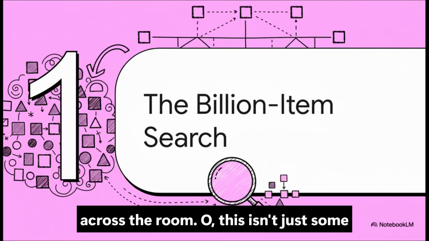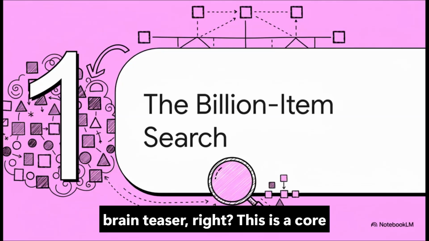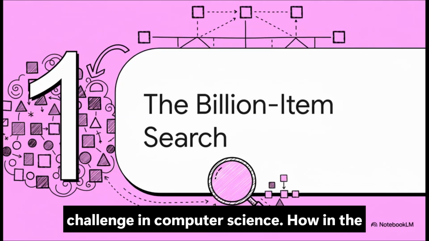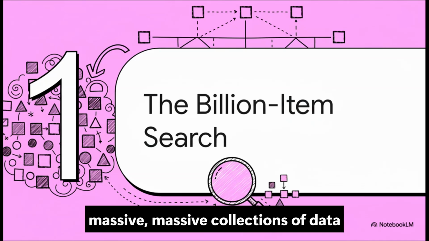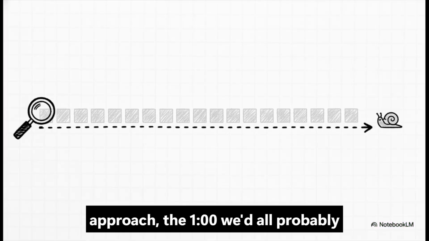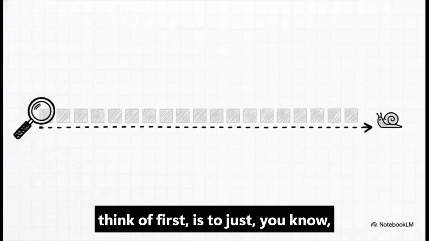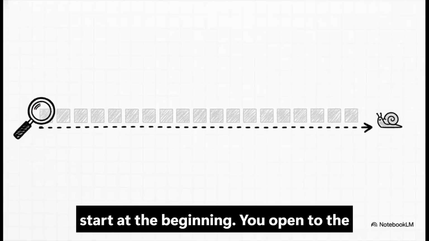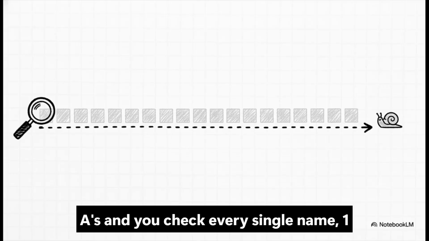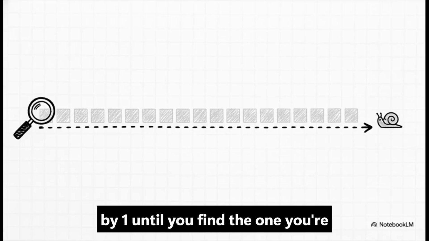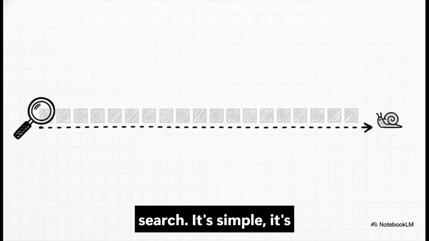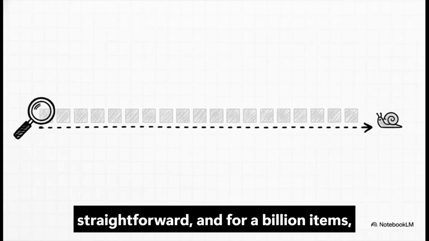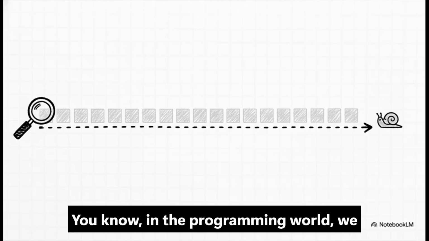So this isn't just some brain teaser, right? This is a core challenge in computer science. How in the world do you search through these massive collections of data efficiently? Well, the most obvious approach, the one we'd all probably think of first, is to just start at the beginning. You open to the A's and you check every single name one by one until you find the one you're looking for. This is called a linear search. It's simple, it's straightforward, and for a billion items, it is catastrophically, painfully slow.